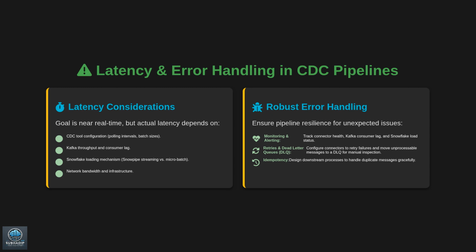For error handling, you need a robust strategy. Implement comprehensive monitoring and alerting to track connector health, Kafka consumer lag, and Snowflake load status. Configure retries and dead letter queues so that connectors can retry failures and unprocessable messages are moved to a DLQ for manual inspection. Finally, design downstream processes with idempotency in mind to gracefully handle any duplicate messages.